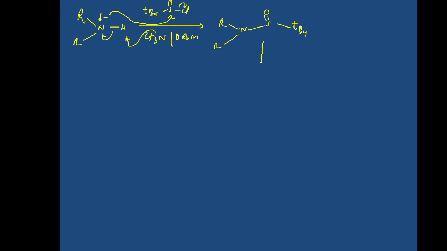Now in the next step, it is treated with MCPBA, metachloroperbenzoic acid, or it is treated with thionium trichloride, or it is treated with NaIO4. All of these are oxidizing agents.